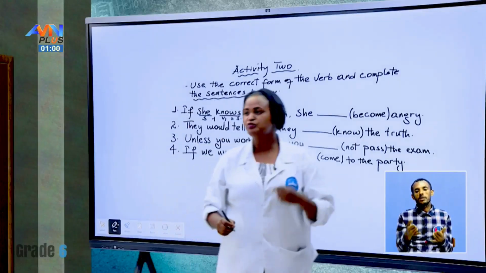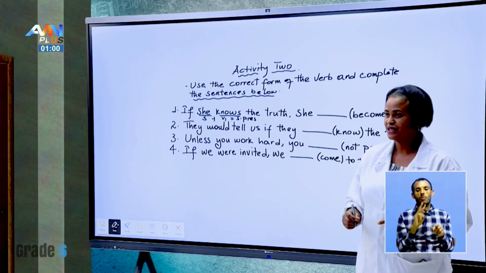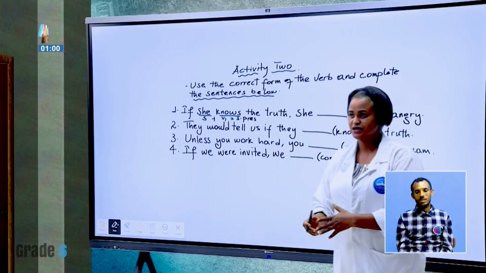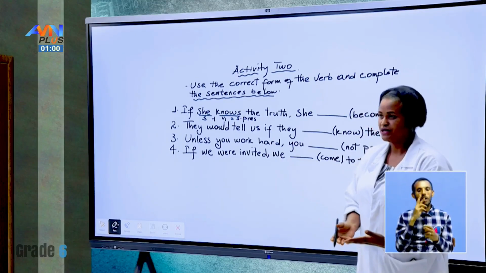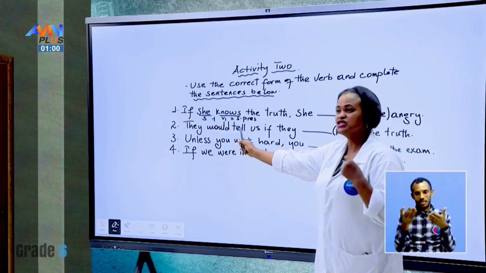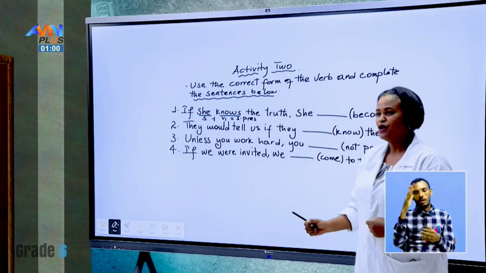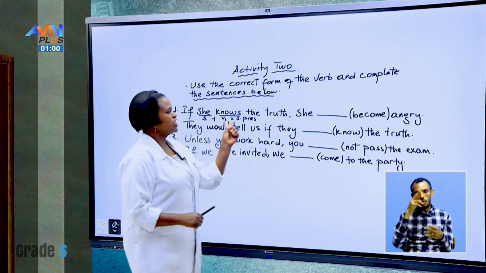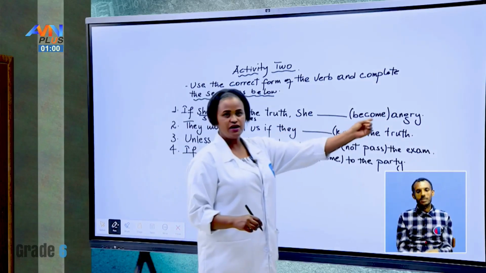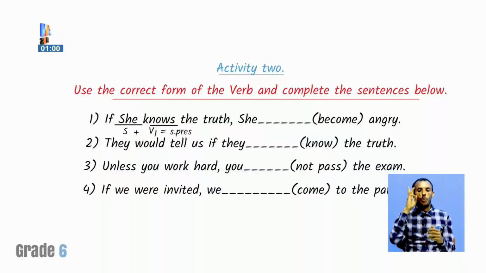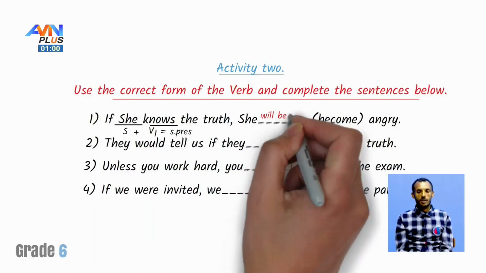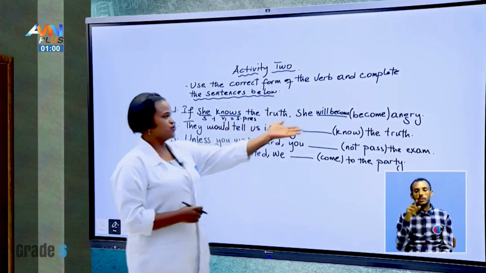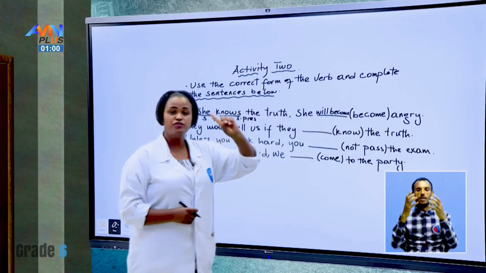When do we have simple present in a conditional sentence? Is it in the possibility condition or in the improbable or imaginary condition? If you say possibility condition, you're correct. So that means the first sentence is about conditional sentence type 1. So in type 1, what is the tense of the main clause? Good. It is simple future. So, if she knows the truth, she will become angry. Conditional sentence type 1. Good.